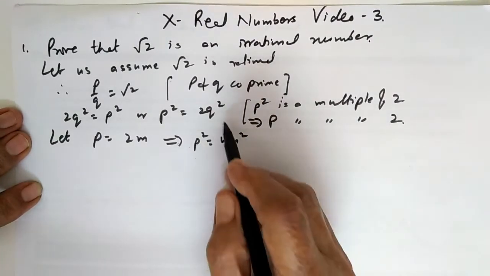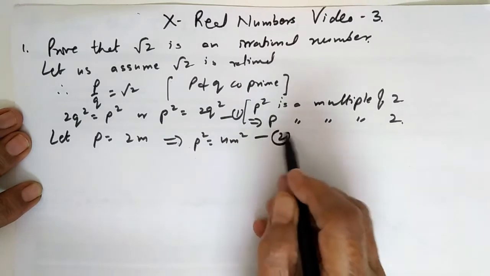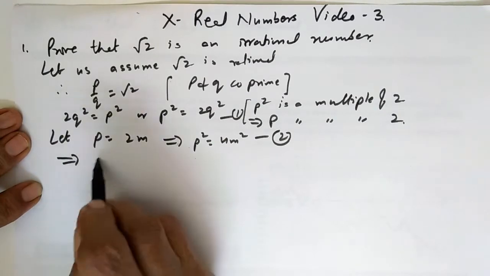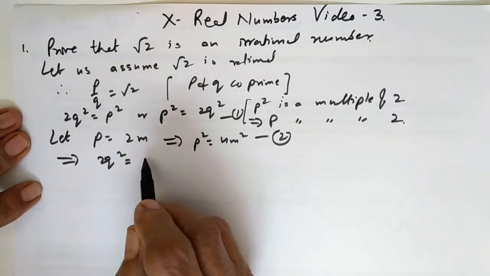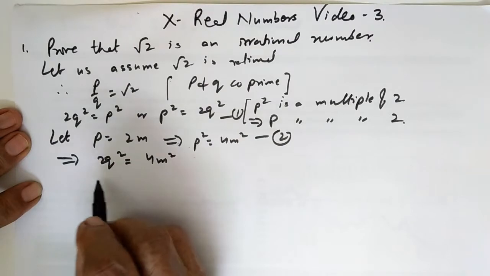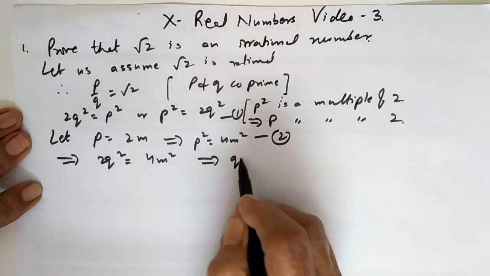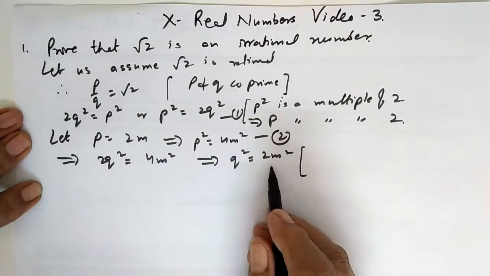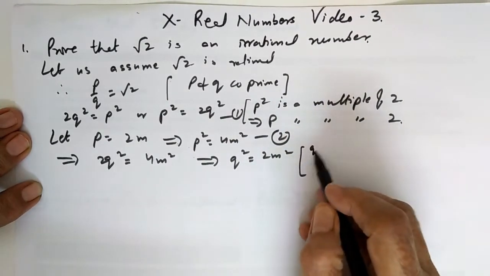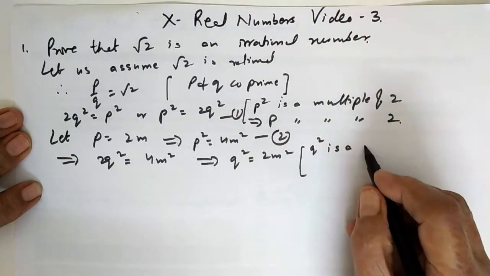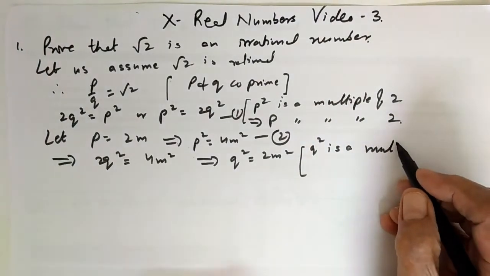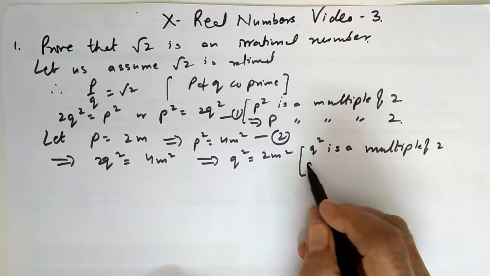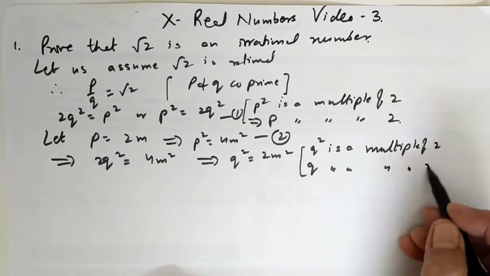Now, from 1 and 2, let it be 1 and 2. दोनों P square हैं. You can write 2Q square is equal to 4m square. यहाँ से आपको मिल गया Q square is equal to 2m square. It means Q square is a multiple of 2. If Q square is a multiple of 2, Q will also be a multiple of 2.